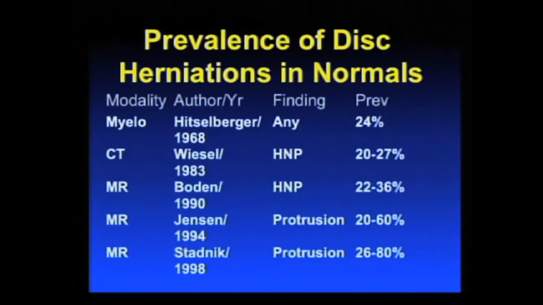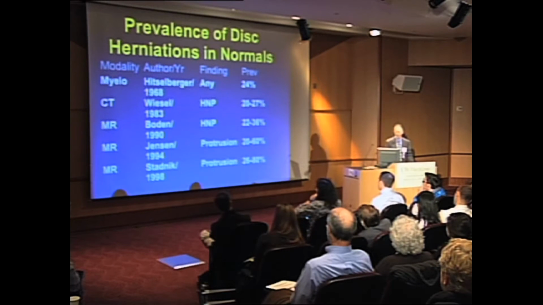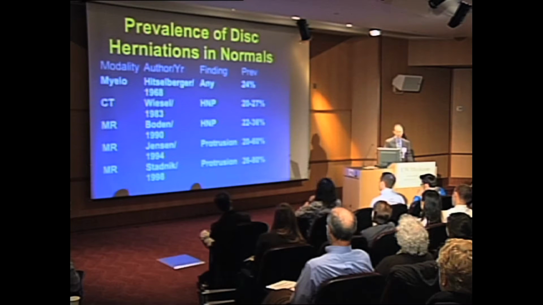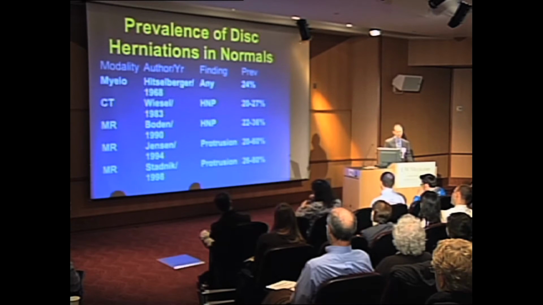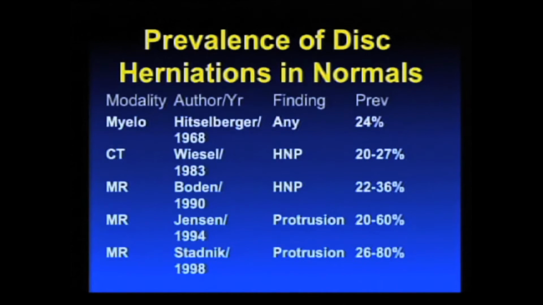Back in the 60s, Hitzelberger did a study with myelography. In the 80s, there were studies with CT. And then since the 90s, a number of authors have looked at MR and the association of various findings with back pain. And this gets to the rationale for making that distinction between a protrusion and an extrusion. If you look at any herniation, the prevalence is, and these are actually age-related changes as well, but in these studies, about a quarter to a third of patients had disc herniations.